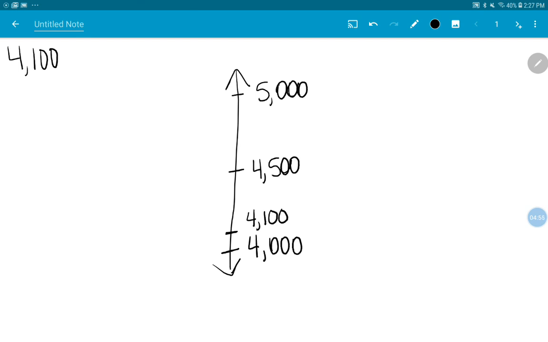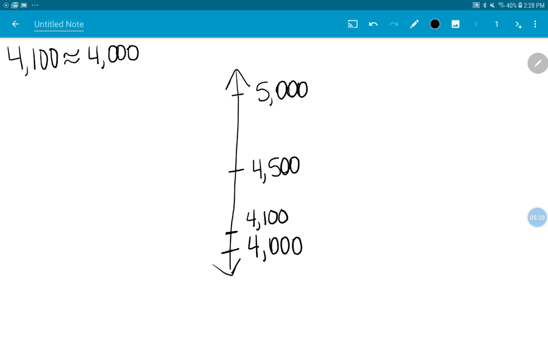So if I were rounding 4,100 to the nearest 1,000, what would it be? What would that be, Jeremiah? 4,000. Why? Because it's closer to 4,000 than 5,000. Yeah, it's below the midpoint. It's closer to 4,000 than it is to 5,000.